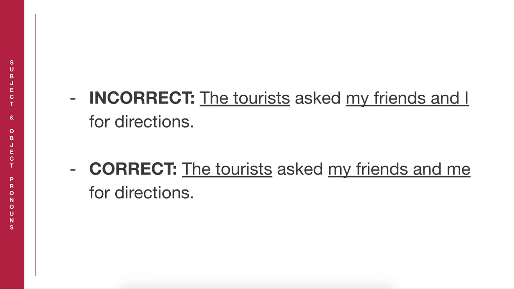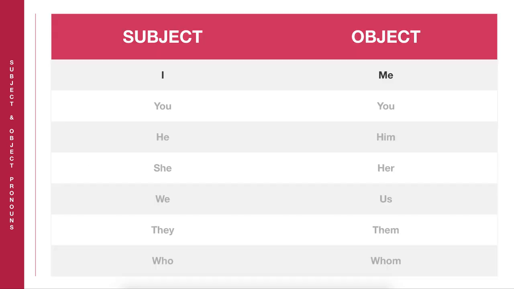First off, the tourist asked my friends and I for directions. Now, our top sentence is, in fact, incorrect because the tourist is the subject of the sentence, asked is the verb of the sentence, and then my friends and I are the object of the sentence. Now, based on what we just saw, I should only be used in the subject position of a sentence. If it's in the object position of a sentence, it should turn into me.